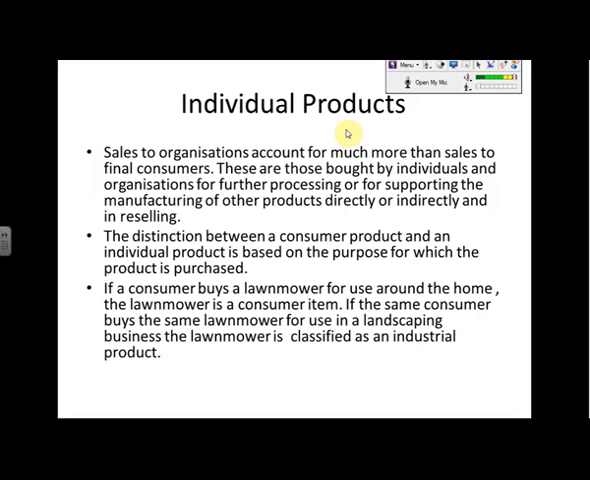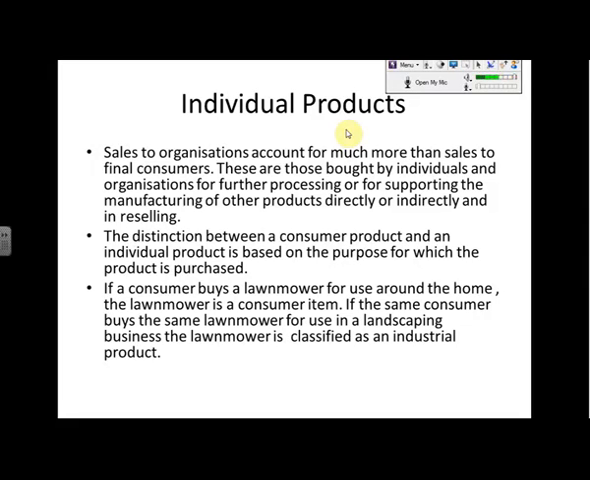The distinction between a consumer product and an industrial product is based on the purpose for which the product is purchased. The reason, the purpose why you bought the product, that's what gives it the distinction. If a consumer buys a lawnmower for use around the home, the lawnmower is a consumer item, and that is important to understand. If the same consumer buys the same lawnmower for use in a landscaping business, the lawnmower is classified as an industrial product.